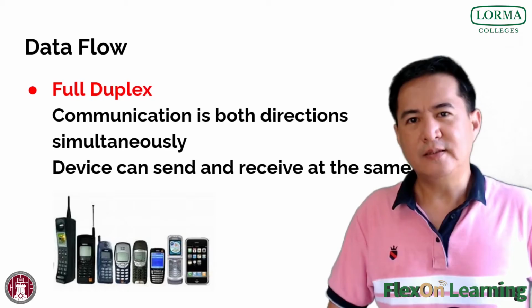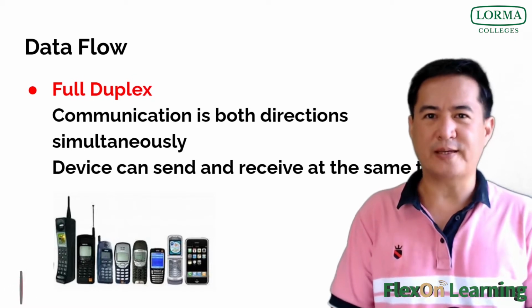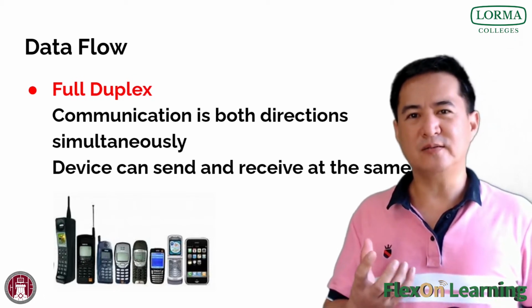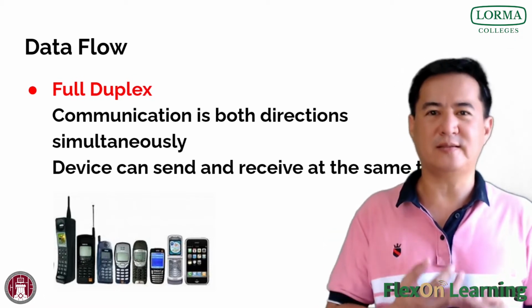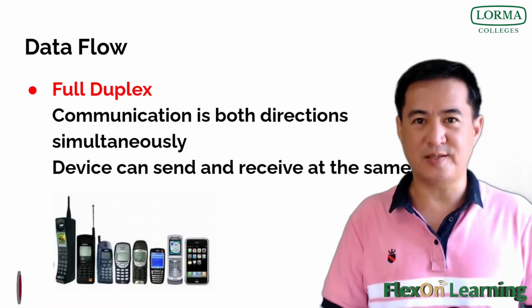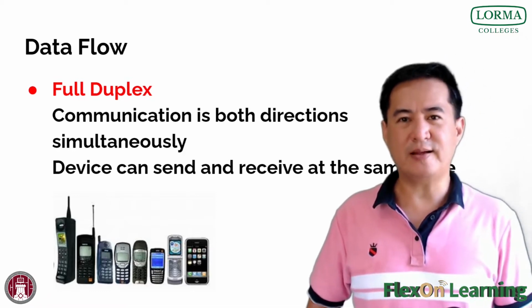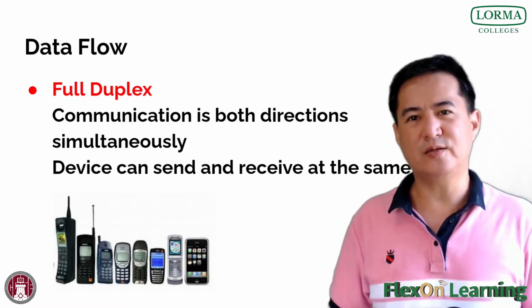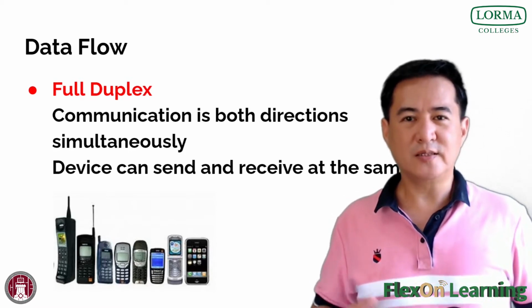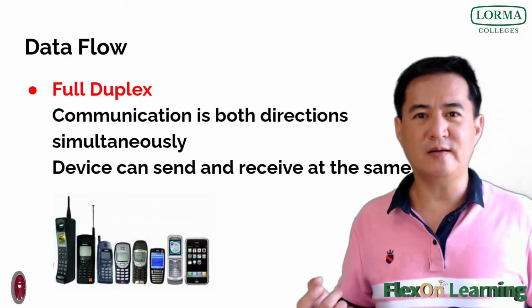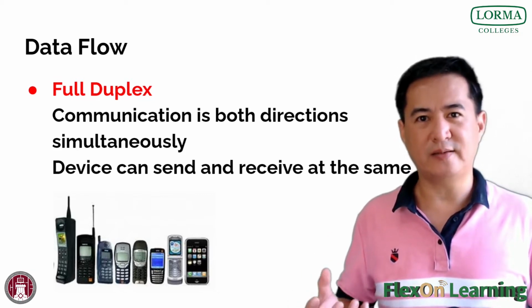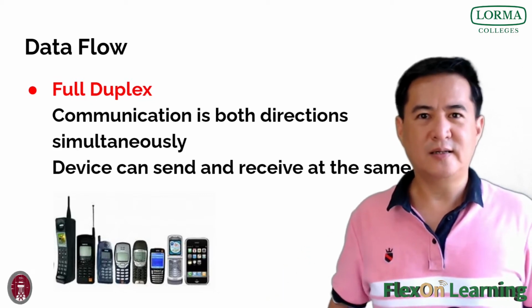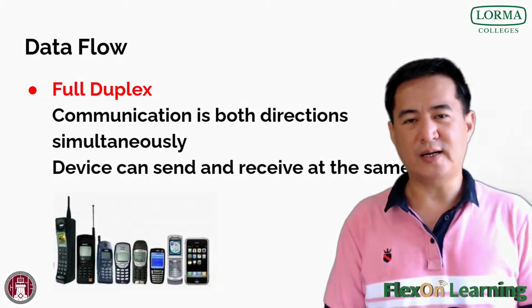Last is full duplex. In this kind of communication, both parties could communicate in both directions at the same time. Your best example there is a cell phone. Once the connection has been established, the two parties calling each other are able to talk either one at a time or at the same time.